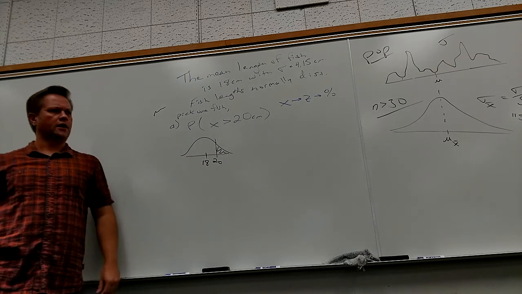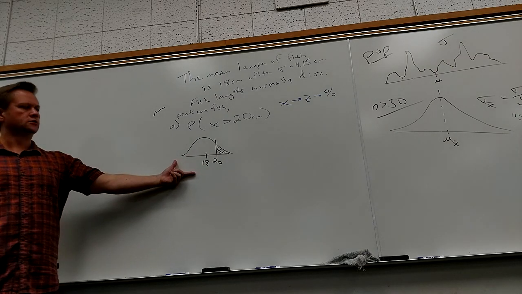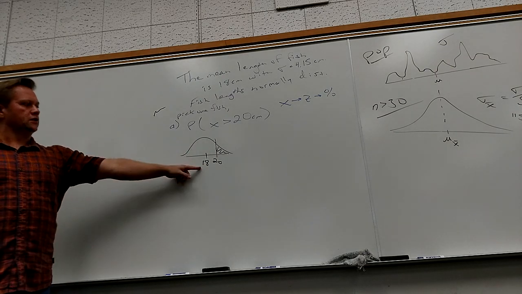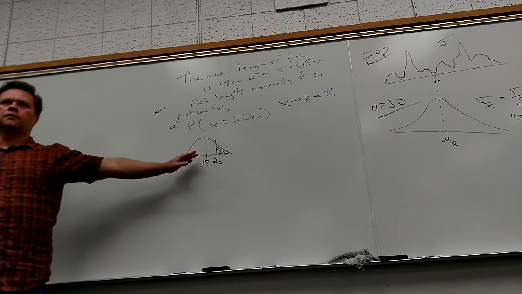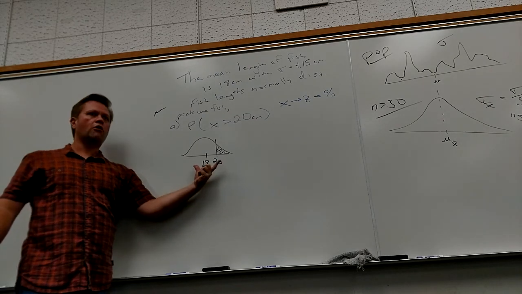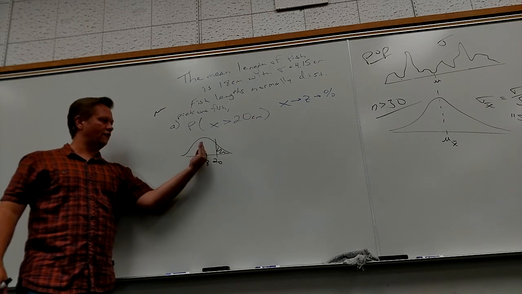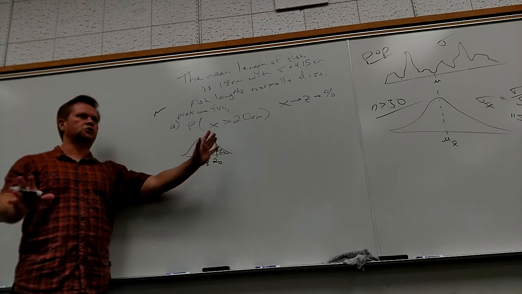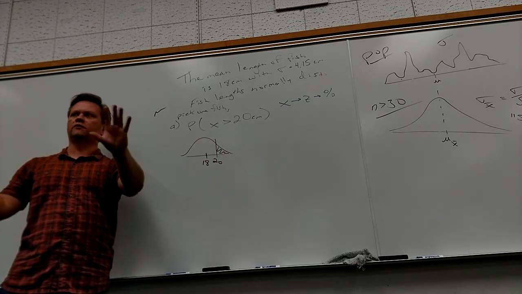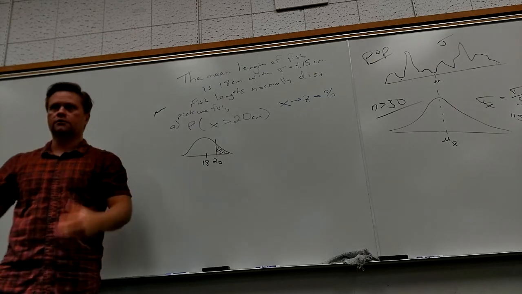All right. Now you guys know this is what the picture should look like, right? 18 goes in the middle, greater than 20, so I put 20 down and it's shaded in. Now the real reason I do this is you know already the answer should be less than 50%. You guys see that? At least I know the answer should be less than 50%. If I get something more than 50%, I made a mistake.